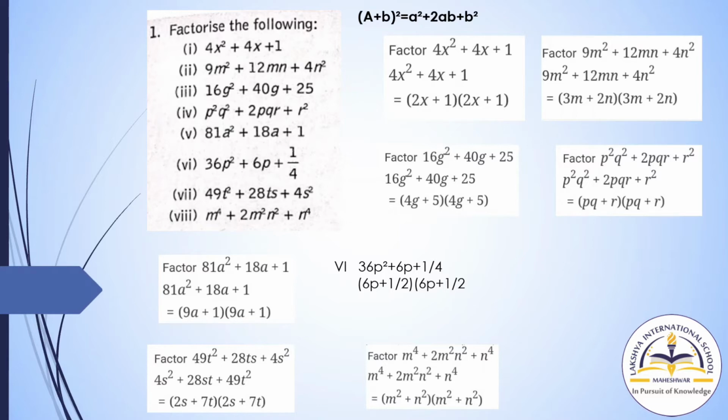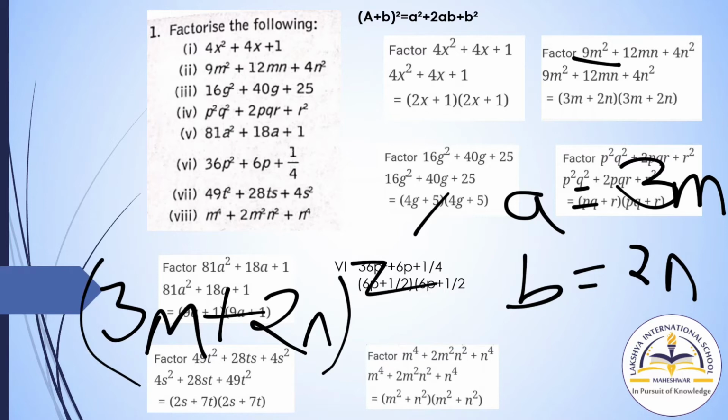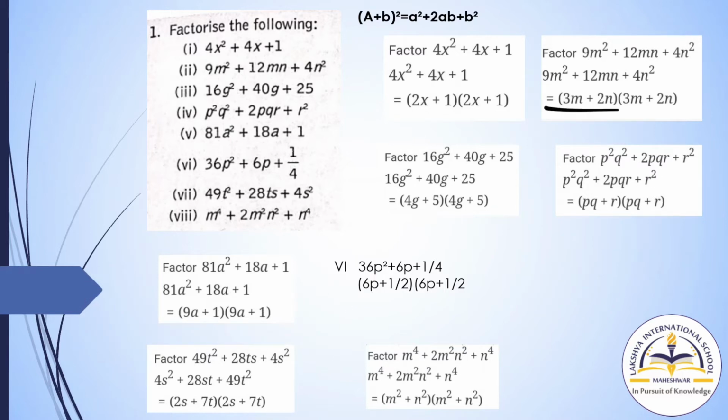Now question number 2, 9m square plus 12mn plus 4n square. Now here, 4n square means b equals 2n, and 9m square means a equals 3m. You can find out (3m plus 2n) whole square and you will get the given expression. It means the answer will be (3m plus 2n) and (3m plus 2n).